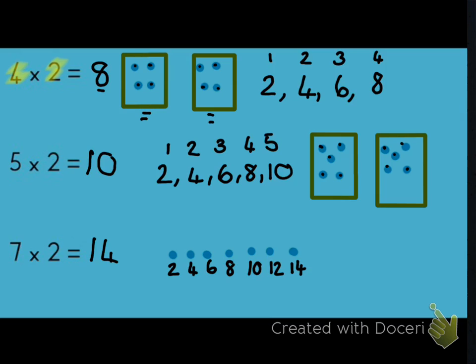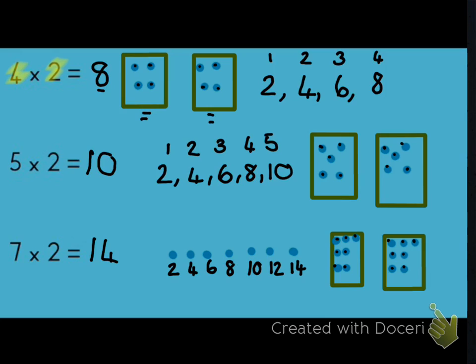Let's check the answer by making our 2 groups. And in each group we have 7 Smarties. Together we have 1, 2, 3, 4, 5, 6, 7, 8, 9, 10, 11, 12, 13, 14. So 7 times 2 is 14.